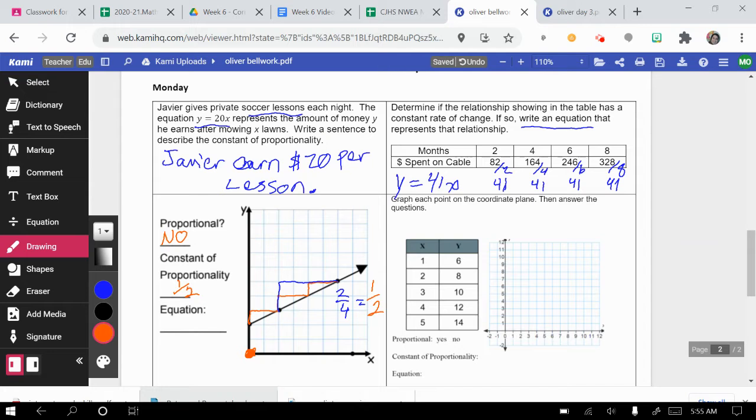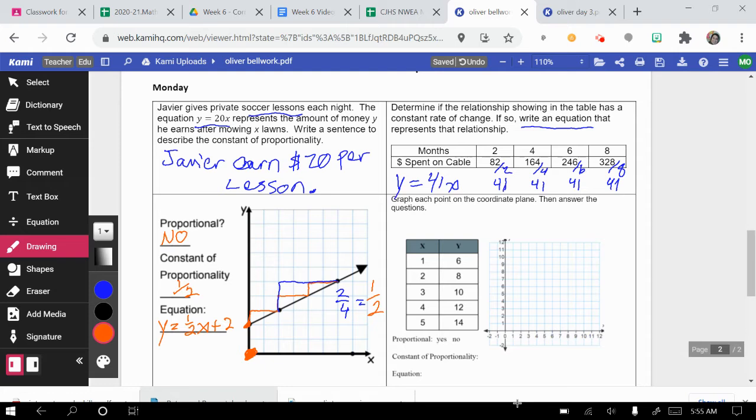Now the equation, because it didn't go through the origin, is not going to be the same as the other. So we're not going to worry about that completely, but we would start it like this, and then we would have to add where we cross the y-axis at 2. That's where 8th grade is really going to come into play. So you guys are going to have to know your y-intercepts.